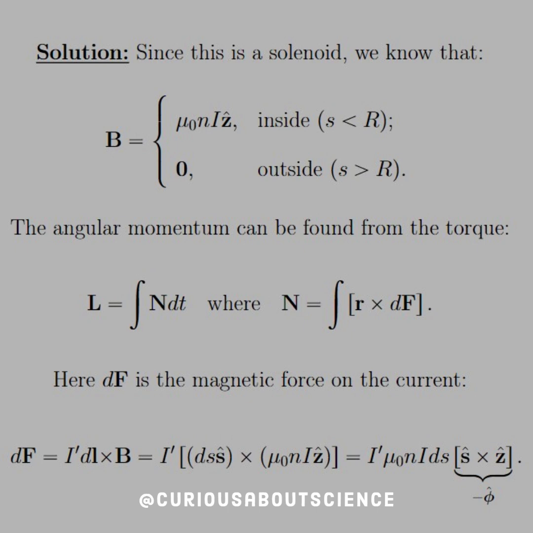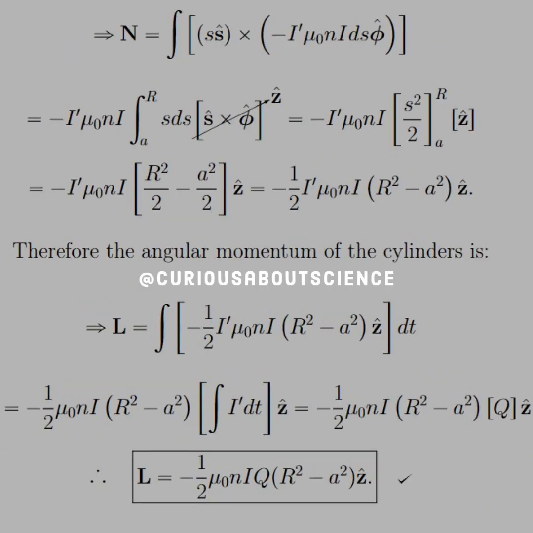All right, so let's move forward. Our dF is from the magnetic force on the current, which we know is I prime dl cross B. We've seen a bunch of this in chapter 5. So let's go ahead and run it through. We see that dl is ds s hat cross the field, which is mu naught N I z hat. And if we remember from our cross products, we know what z cross s is, that goes to phi, but in order to switch them, because cross products are anti-commutative, we have to put a negative sign there, hence the negative you see.